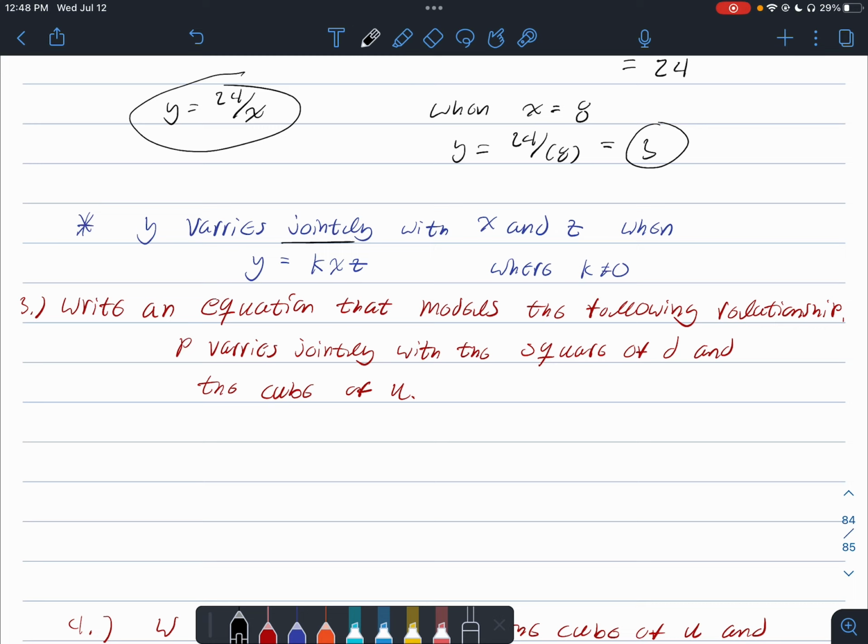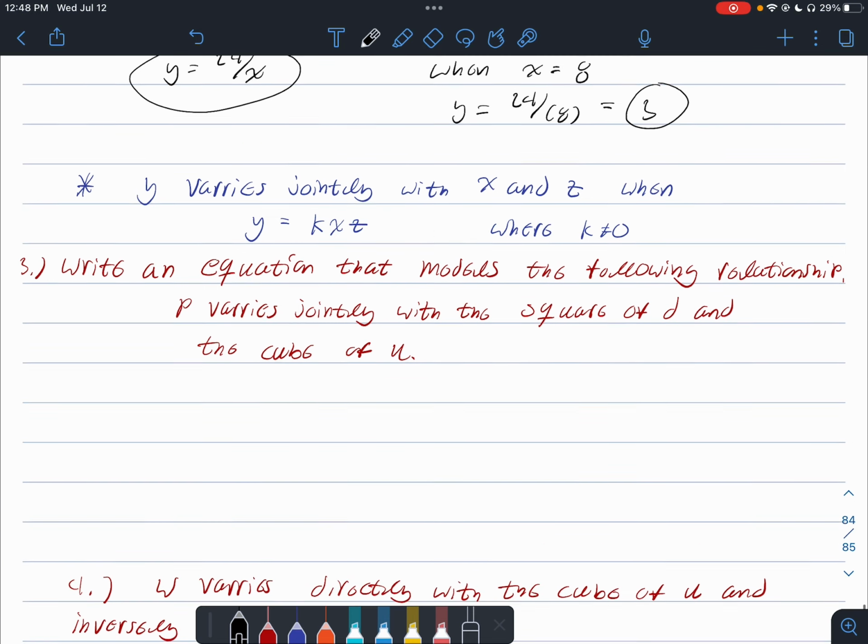We say that y varies jointly with x and z when y is equal to k times x times z. Here again, k is a non-zero constant. And in these next few, we're going to use this and our previous two to try and write equations that model certain relationships. So here we want to write an equation that models the following relationship. P varies jointly with the square of D and the cube of U.